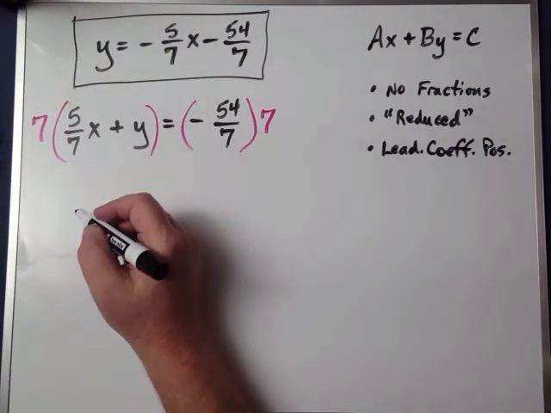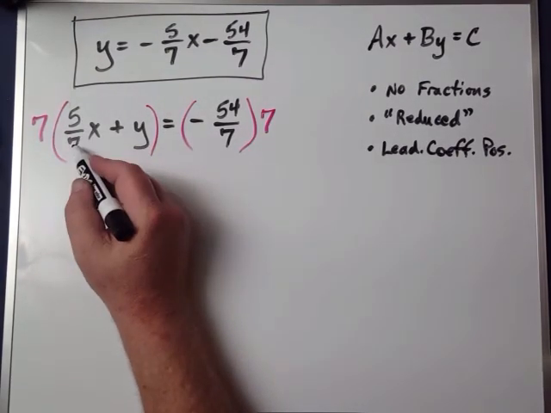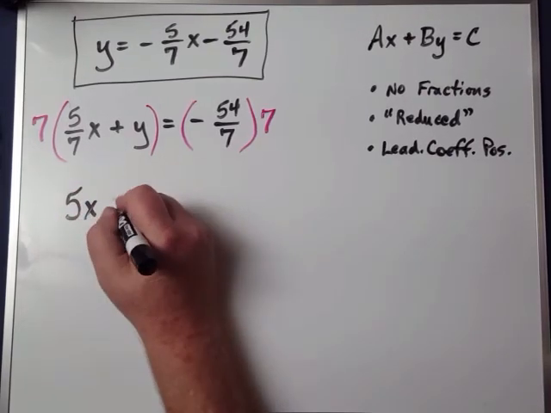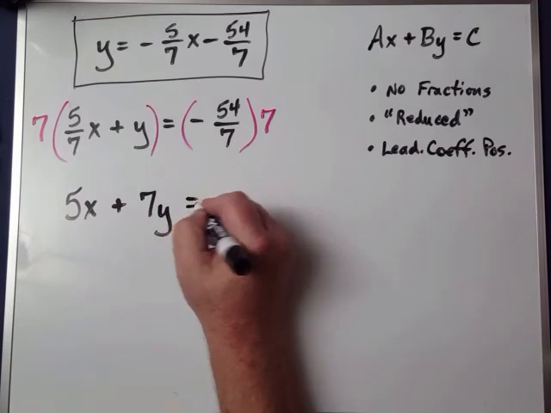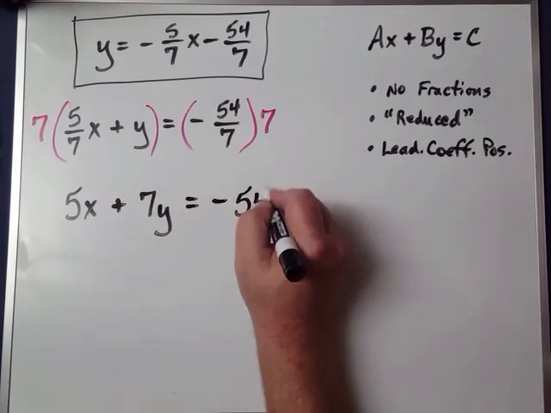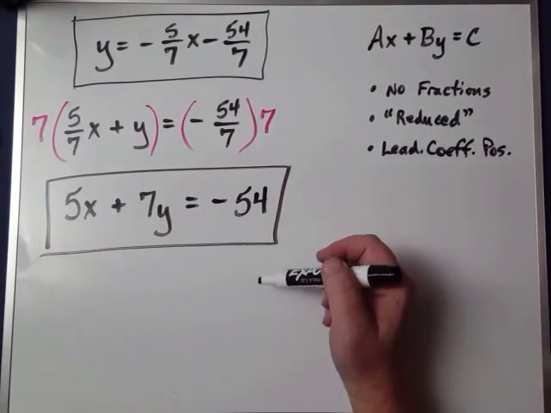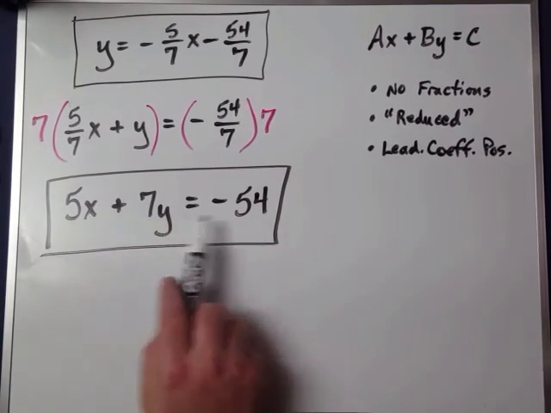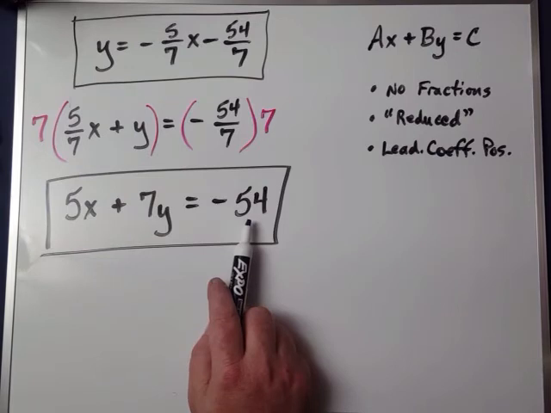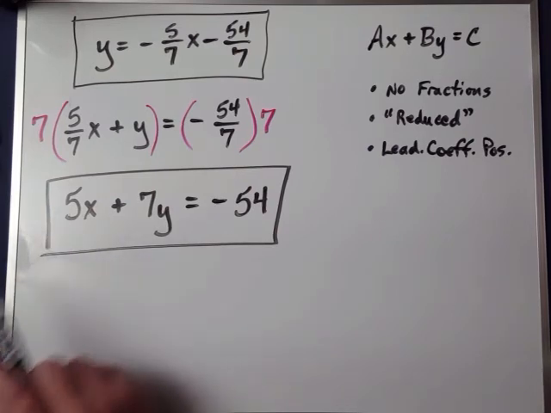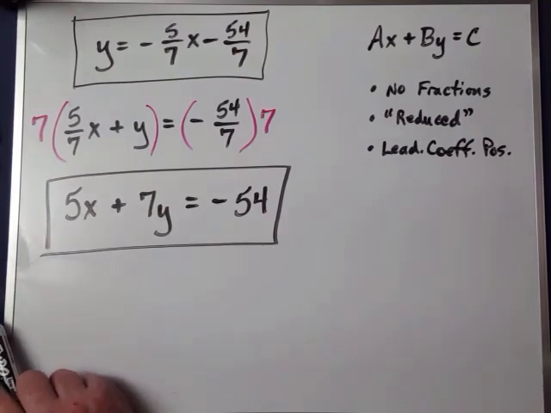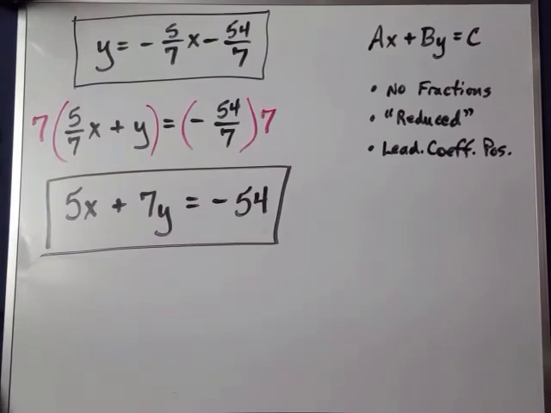As I distribute the 7 here on the left-hand side, 7 times 5/7 leaves just that 5. 5x plus 7y and equals, those 7's cancel to leave negative 54. This is in standard form, meeting all 3 conventions. We have no fractions. The coefficients 5, 7, and negative 54 have no factors in common other than 1. It doesn't need reduced. And my leading coefficient is positive. Make sure you get a handle on writing your answer in standard form. That is one thing you can definitely expect to be quizzed on.